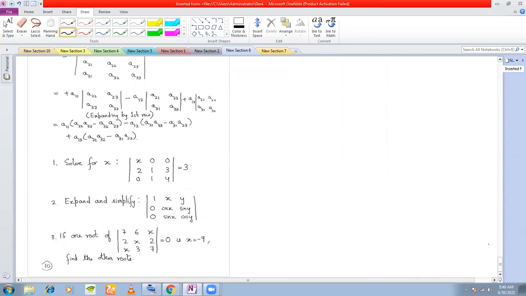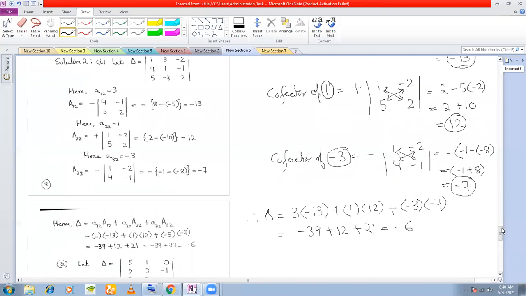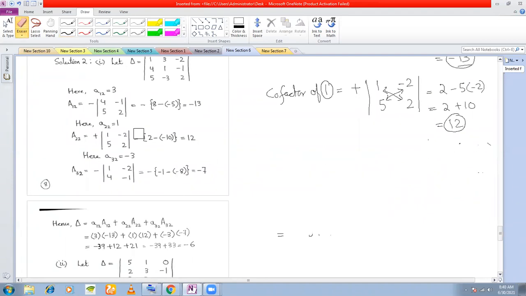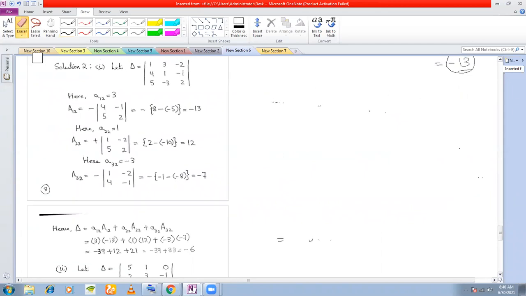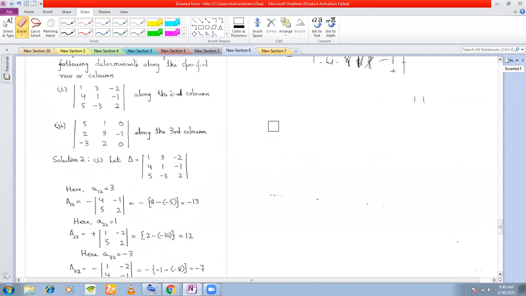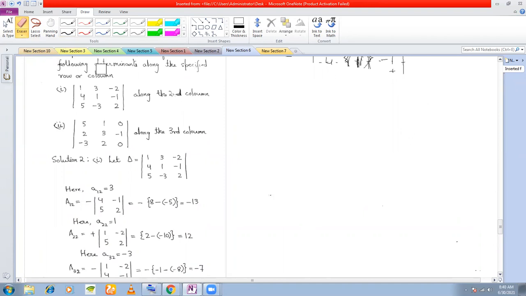So let's see how to find out the value of this determinant. Now see, we are not going to use the concept of cofactors and minors only. We can find out the value of a determinant of order 3 in the following shortcut way. Suppose this determinant, instead of using the concept of cofactor and minor each time, in order to find out the value of a determinant, you can find out in the following shortcut way: 5, 1, 0, 2, 3, minus 1, minus 3, 2, 0.